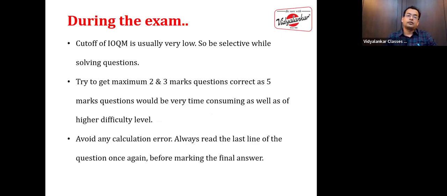Okay, what precautions or care do you have to take during the exam while giving the paper? See, the cutoff of IOQM, as I just told you, is very low. So you have to be selective. You should not get stuck on any particular question. Don't build an emotional attachment to a question, thinking this topic is my strong one so this question should definitely be solved by me.